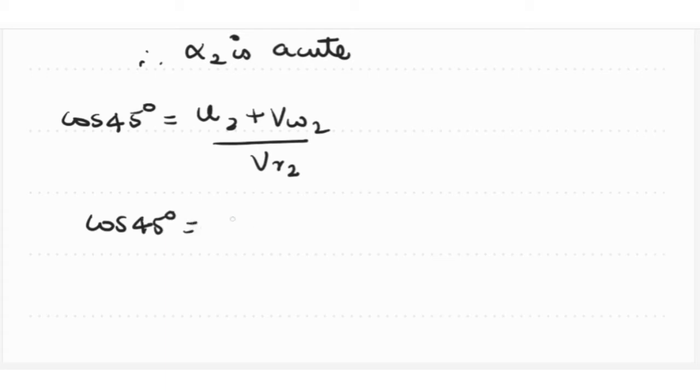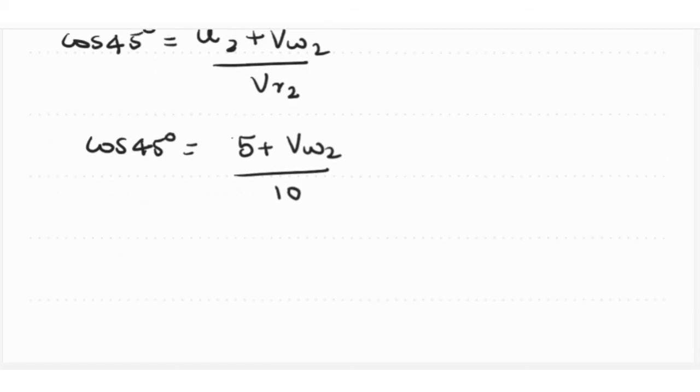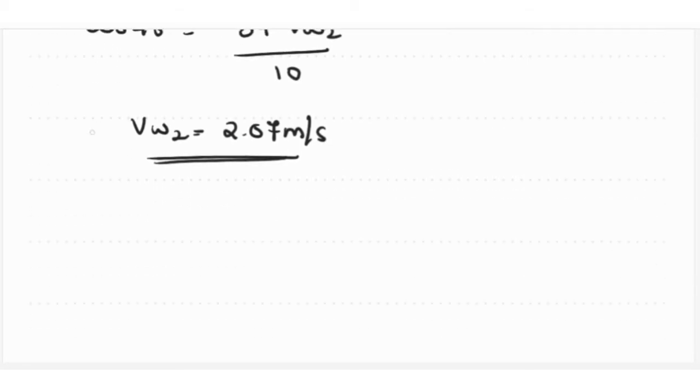So if you substitute here, cos 45 is equal to u2 value is 5 plus Vw2 we should calculate here divided by Vr2, so that is equal to 10. So if you substitute and calculate, we will get Vw2 is equal to 2.07 meter per second. So now we can calculate the value of Fx and work power and efficiency easily by knowing Vw1 and Vw2.